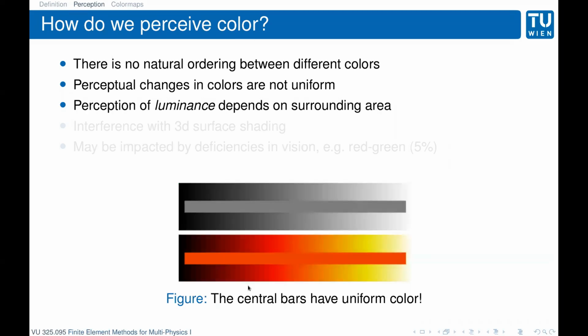The perception of luminance, so how bright the color looks, actually depends on the surrounding area. When you look at these 2 bars in the center here, the gray bar and the red bar, they don't look to have the same color or the same luminance, so to say, but they actually have. So if you blend out the surroundings, you see that this is exactly the same color, but it looks much lighter when the background is dark.